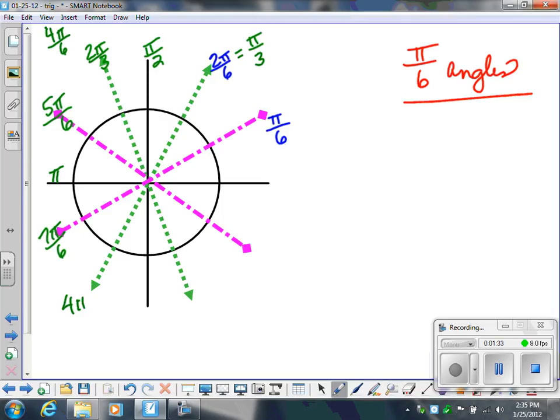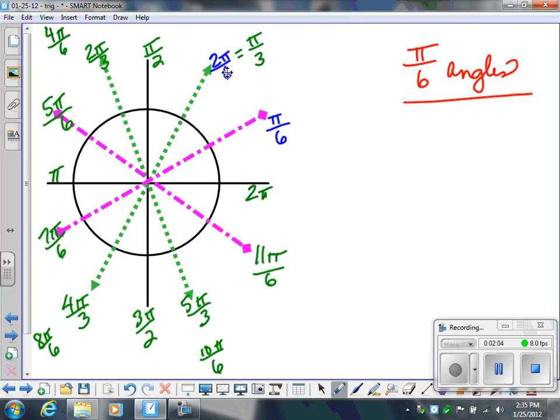Well, their ordered pairs are square root of 3 over 2, 1/2. That's a pi over 6. And then this was a pi over 3, and then that was a pi over 2, and that's a pi over 3. Oh, here's another one. What's this 5 pi over 6 going to be? Negative square root of 3 over 2, comma, 1/2. Right? Because it's right here.